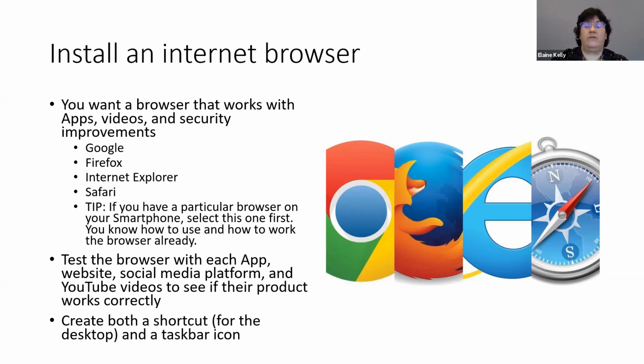Create a shortcut for both the desktop and the taskbar and possibly even the start menu. However you're planning on having your individual access each of these items, make sure that it's visible to them. And if possible, have an icon appearance that's very similar to what's on their smartphone. Again, we're going back to that goal of setting up everything with familiarity.